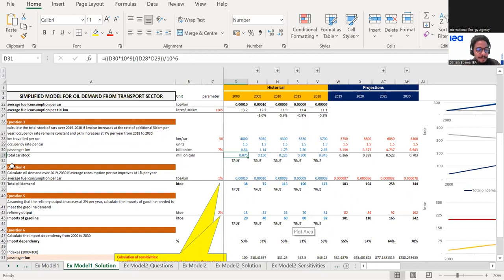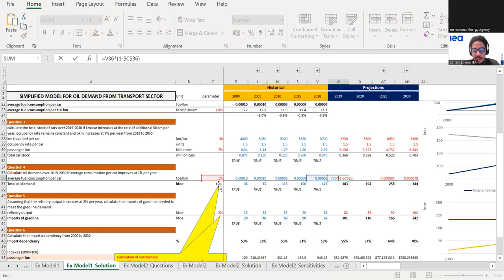Question four, calculate the oil demand over the 2019-2030 period if the average consumption per car improves at 1% per year in terms of average fuel consumption per car. In this case, it's a bit different with respect to the previous question, because we are told that the efficiency of the cars is improving, which means that the average car is using less fuel in order to do, for example, 1 kilometer. So here you can see from the formula that we are decreasing this value because we are multiplying the previous year value by 1 minus 1%, so 99%.